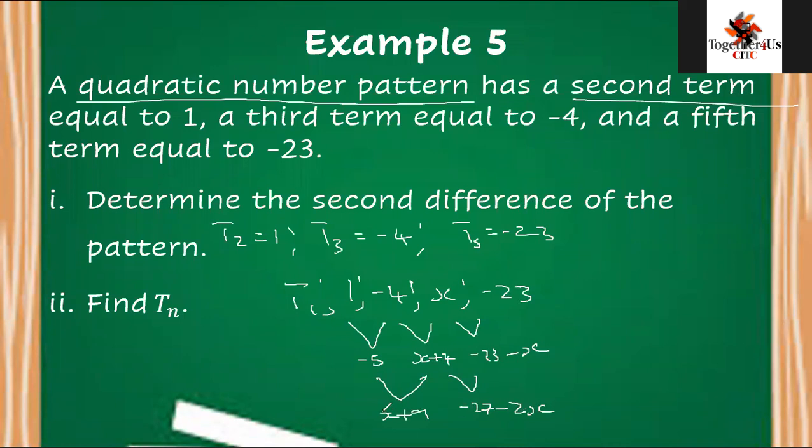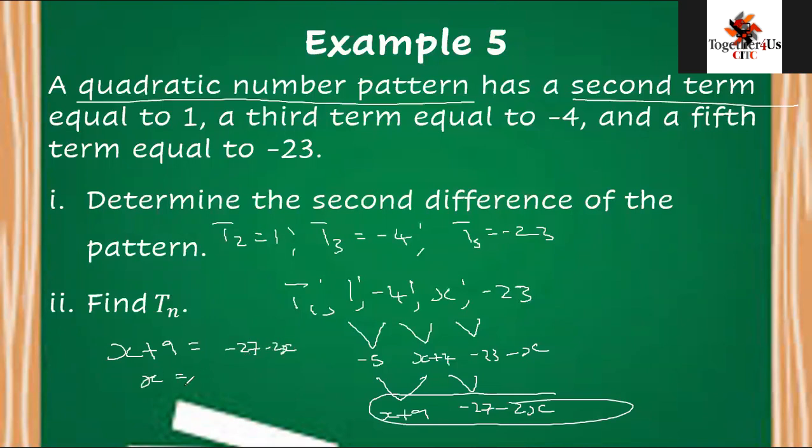Of course, we know the second difference is constant, so these two should be equal. So we solve for x in the equation X plus 9 is equal to negative 27 minus 2x. If you simplify this, guys, and you agree with me, you should get x equals negative 12. In other words, this term here is actually a negative 12. So we have found the fourth term, but we're actually looking for the second difference.